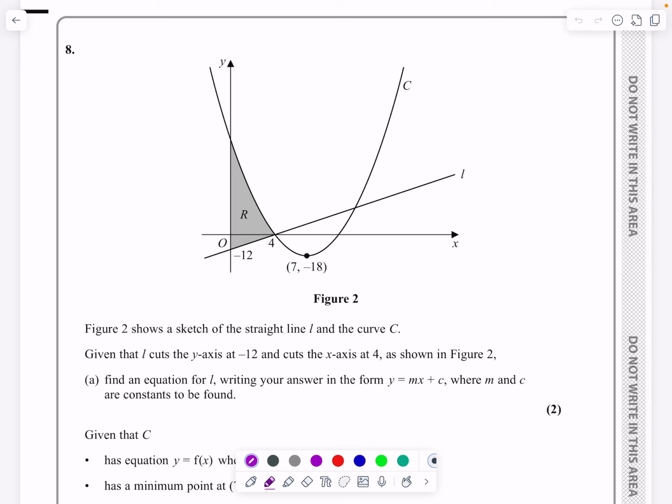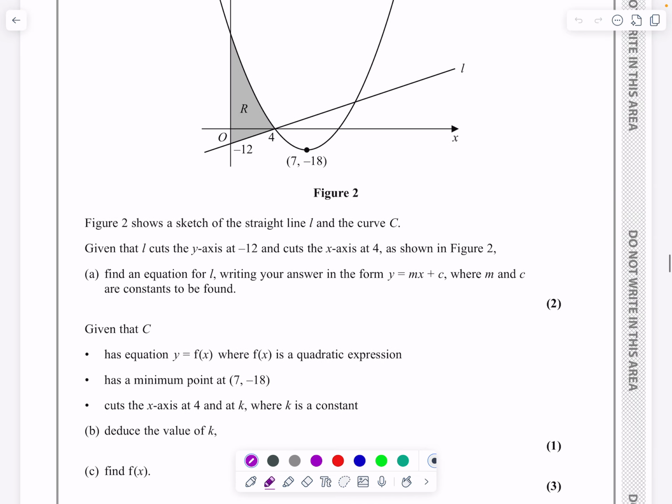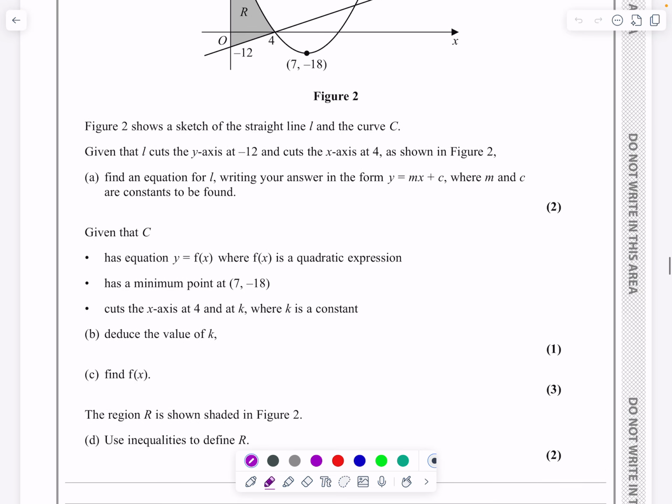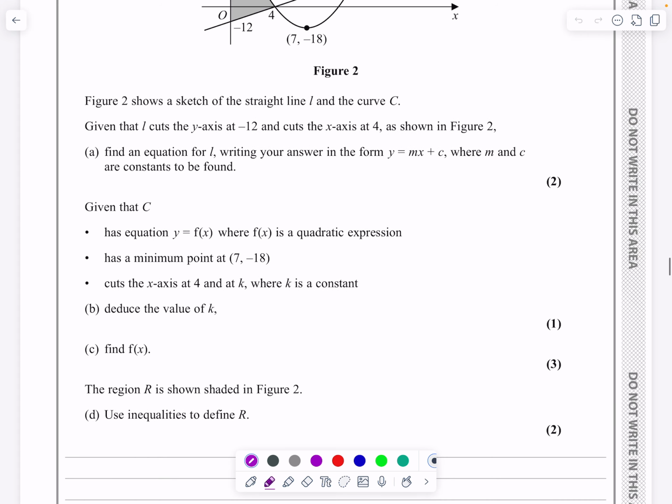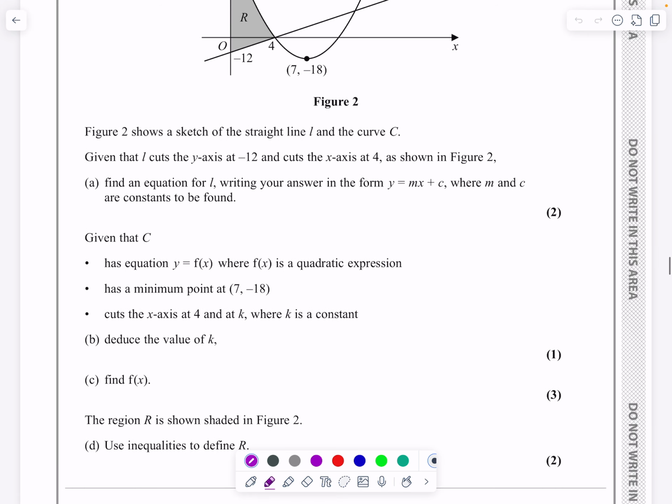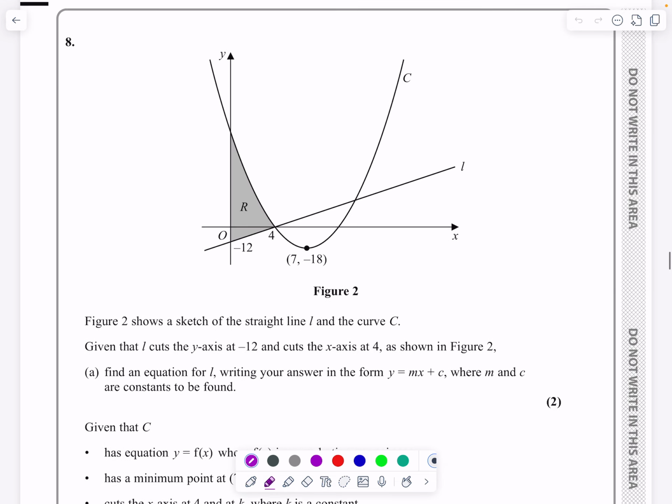Okay, this is the P1 paper from January 2023. It's question number 8. And if we look at it, we can see that it's mainly quadratic graphs. There's a little bit of work on the equation of a straight line for part A, and there's a little bit of inequalities in there as well. But let's have a look at it.